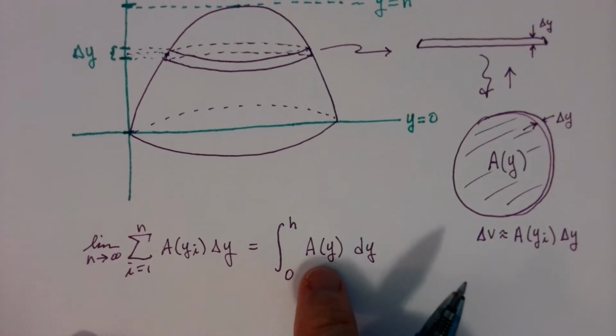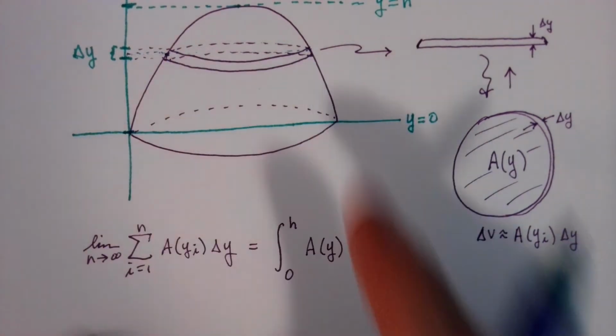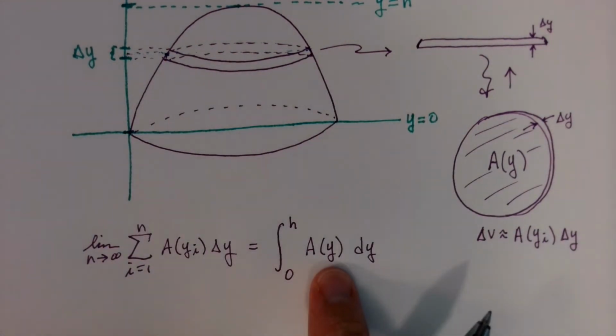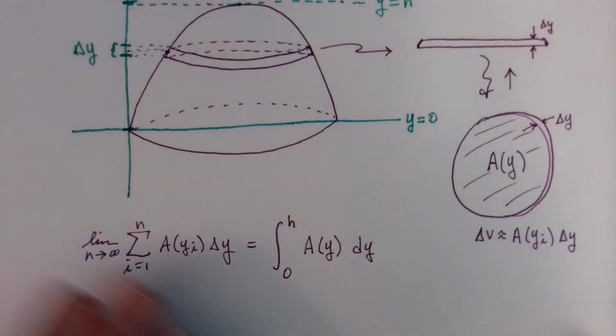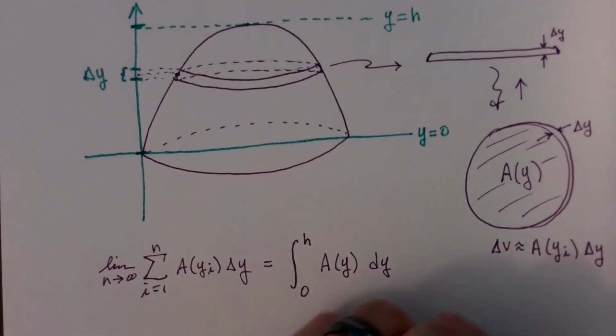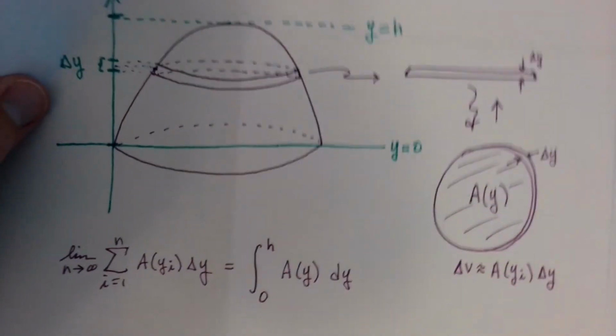So if we can find the cross-sectional area at an arbitrary height y, if we can find that cross-sectional area as a function of y, then we'll be able to find the volume of the solid body, in this case this dome-shaped object, whatever it is. So let's take a look at an example that's a little more concrete than this, but this is the idea.